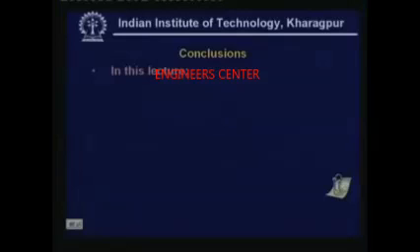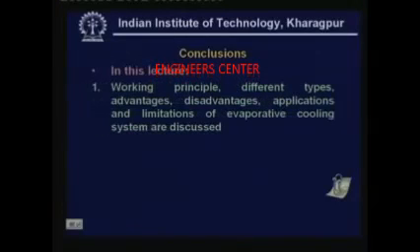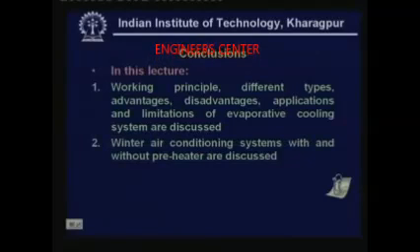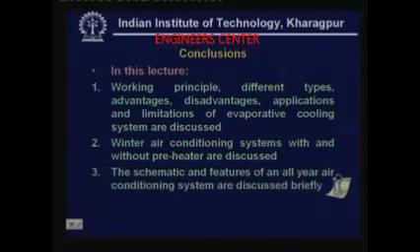So let me quickly summarize what we have learned in this lesson. In this lecture we have discussed evaporative air cooling systems, and we have looked at the working principle, different types, advantages, disadvantages, applications, etc. And we have also discussed winter air conditioning systems with and without preheaters, and we have also discussed briefly the schematic and features of an all year air conditioning system or a complete air conditioning system.